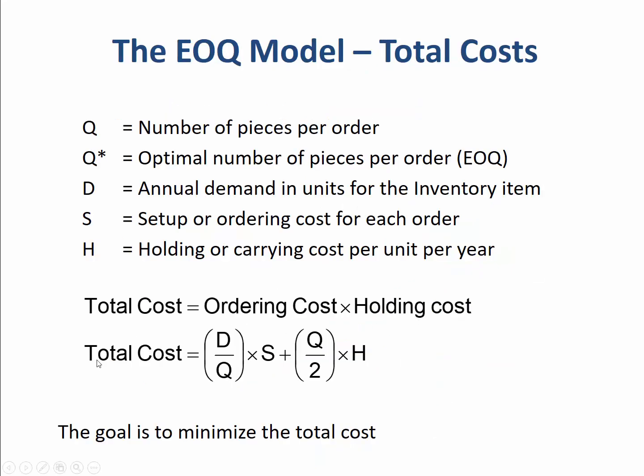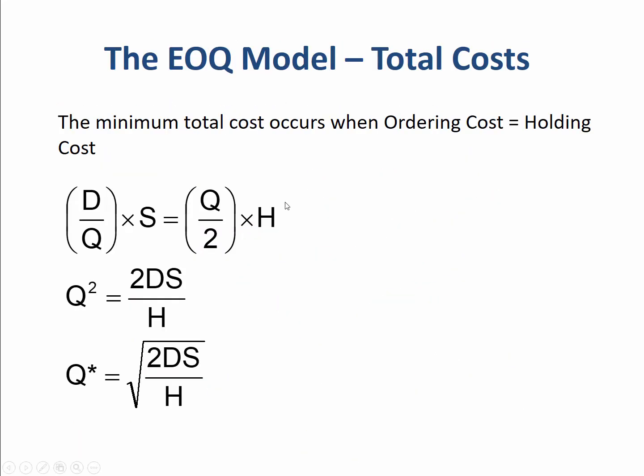So if we look at the total cost function that I was showing on the previous slide, the total cost function is going to be minimum when we have this cost equal to this cost. So that's the setup cost, the annual setup cost is equal to the annual holding cost. So let's solve for that.